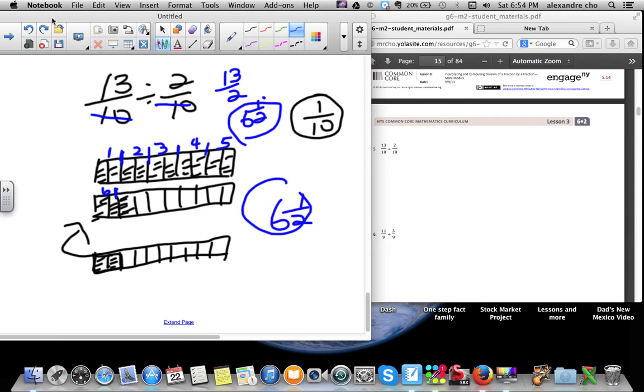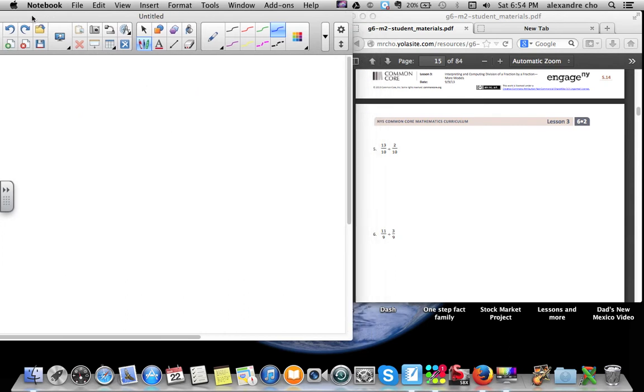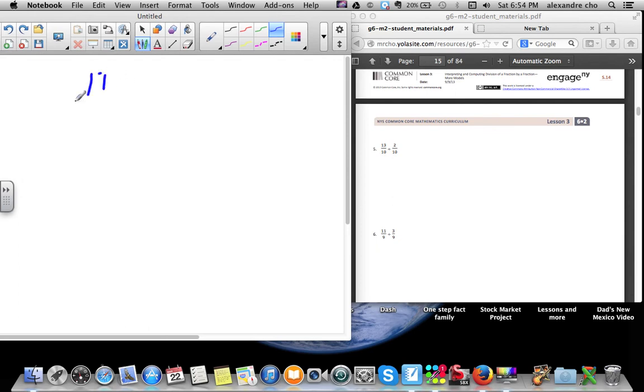Need a new page. Here we go. All right. So, the next question you have is 11 over 9 divided by 3 over 9. Okay, so let's just do that. Again, the denominators are the same. You can actually cross them out. 11 divided by 3 is just 11 over 3, or as a mixed number, 3 goes into 11 3 times, 2 left over, and 3. That's one way of doing it.